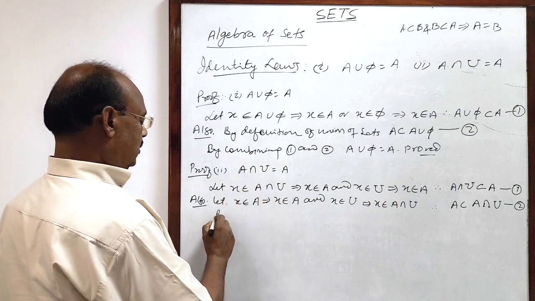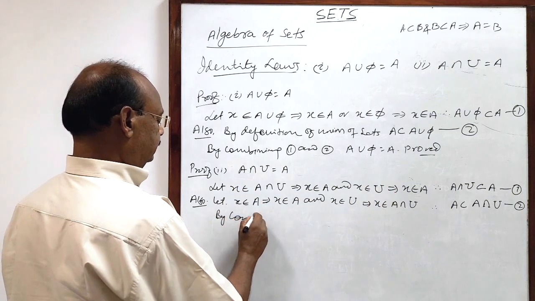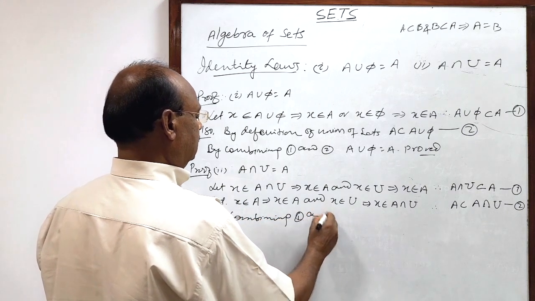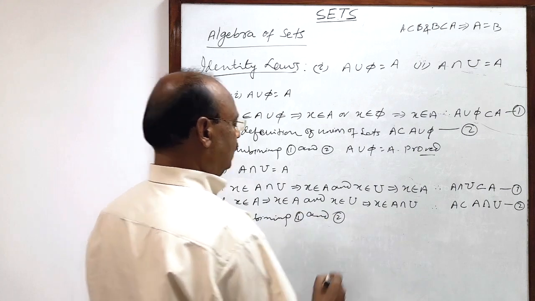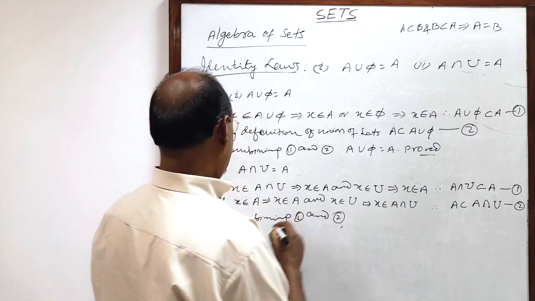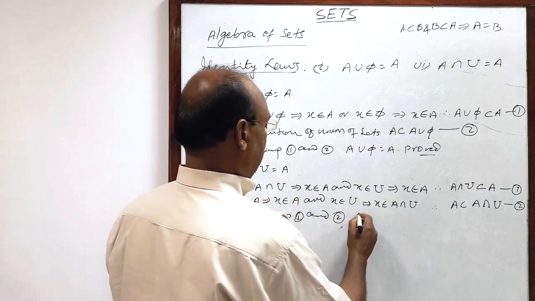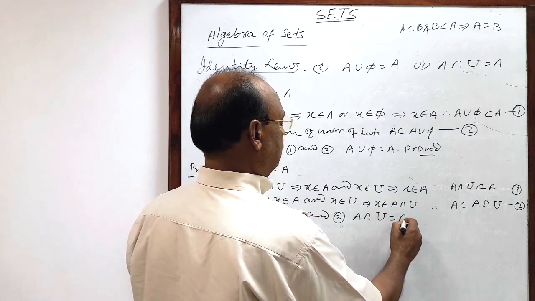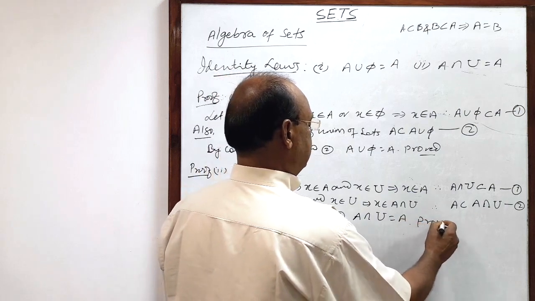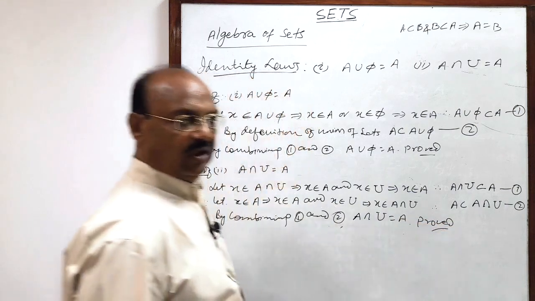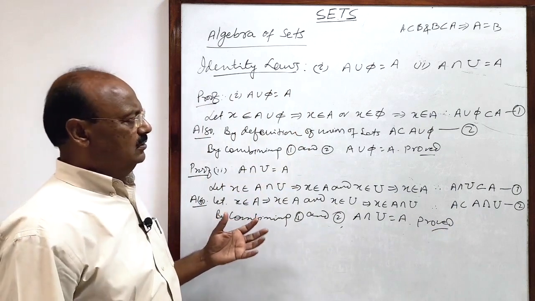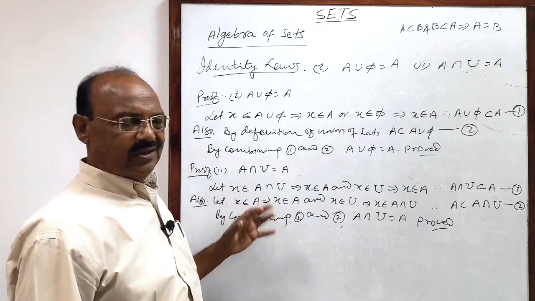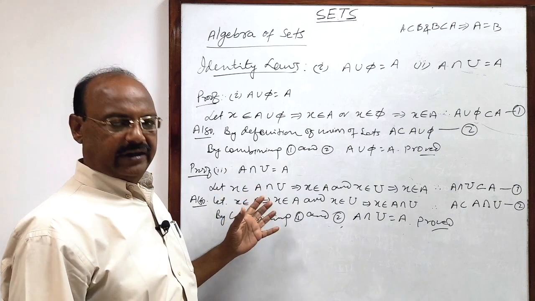So therefore by combining these two relations 1 and 2, we are getting A intersection universal set is equal to set A. This is proved here. So this is a very simple logical proof. Just it has been based on a simple logic. So hope you have understood it.